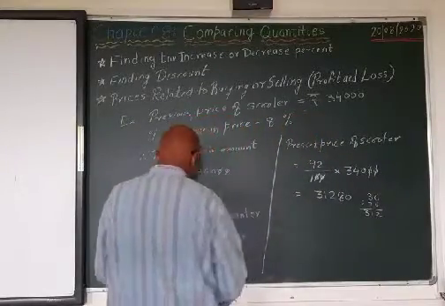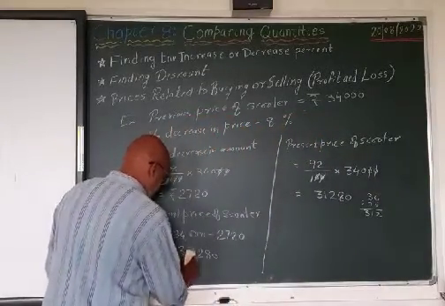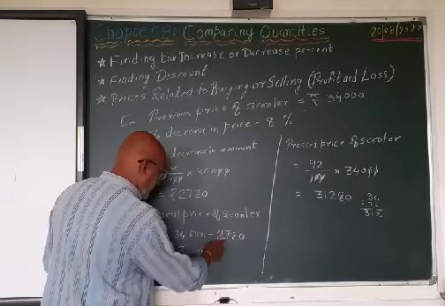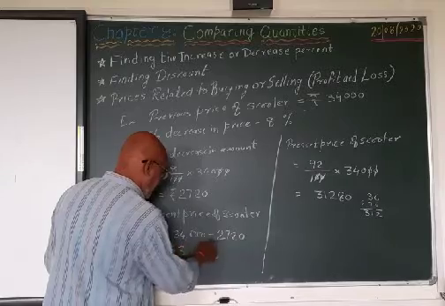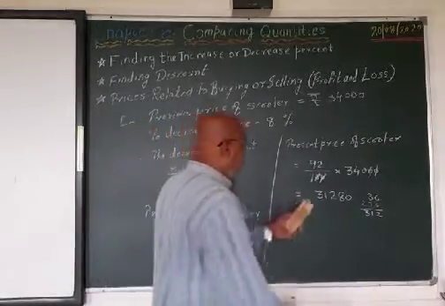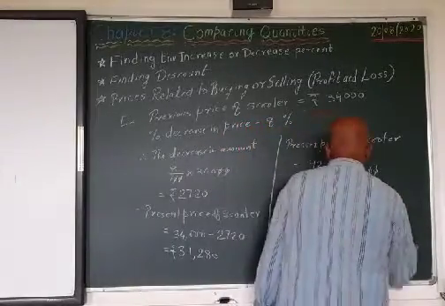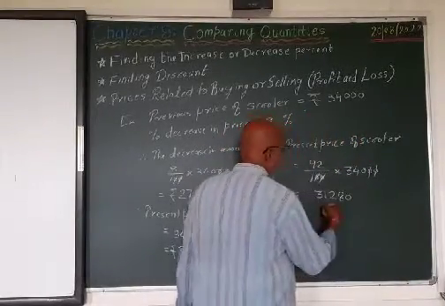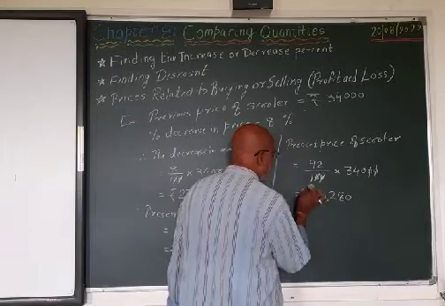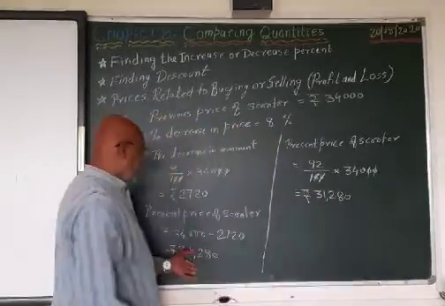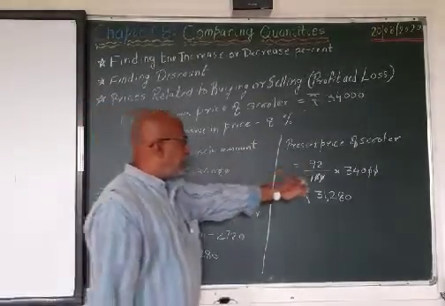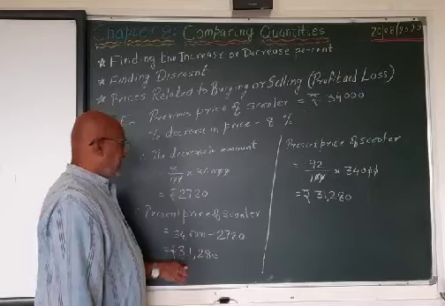Yes, I was wrong here. Here I have to subtract: 3 minus 2 is 1. So my answer is right here. So it is 31,280 rupees. So by both methods the answer will be the same. This is the unitary method and this is the stepwise method.